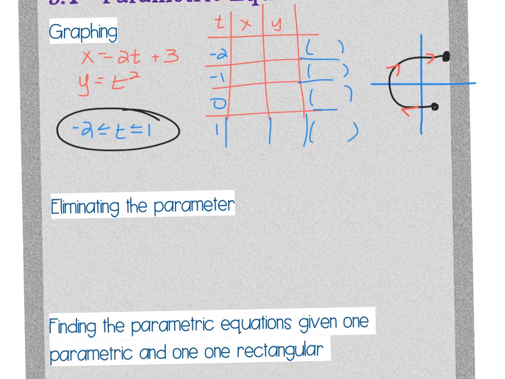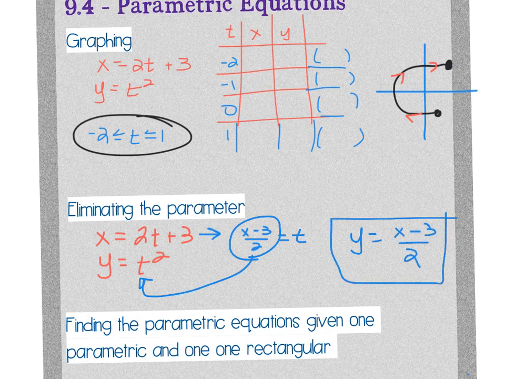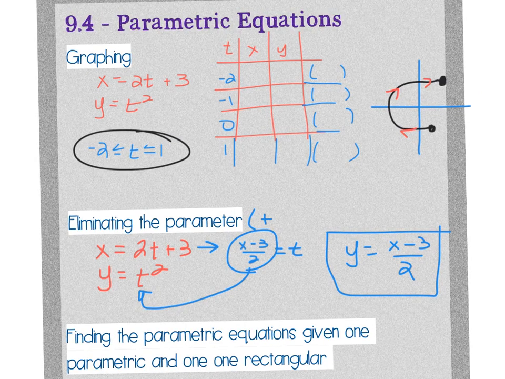Okay, the next one is eliminating the parameter. So here you're going to start out with an x equals and a y equals. They'll both have a t in it. Let's just say we use the same ones. You will solve one of the equations for t. I would get x minus 3 over 2 equals t. And then I would take that and plug it into the second equation. And what should happen at the end is you get a rectangular equation. There's no t in it. You've eliminated the parameter, and the parameter is t. So with no t, you've taken that equation and made it rectangular.